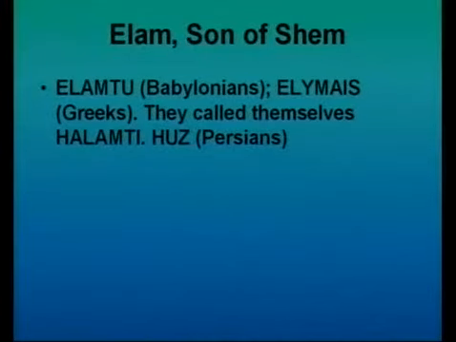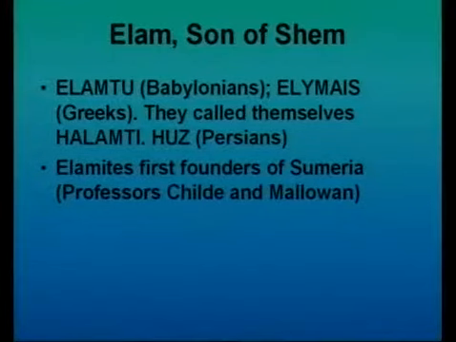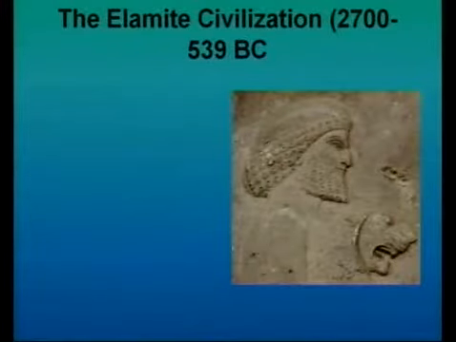Now, Elam, son of Shem, was one of the best known ones. His descendants were known as the Alamtu by the Babylonians, or the Alames by the Greeks. They eventually called themselves the Halamati, and later on the Huz, and they were known as Persians. Now, the Elamites, according to Professors Child and Malowin, two experts, said they were the first founders of Samaria and moved on later on.